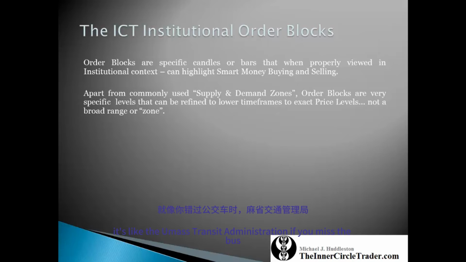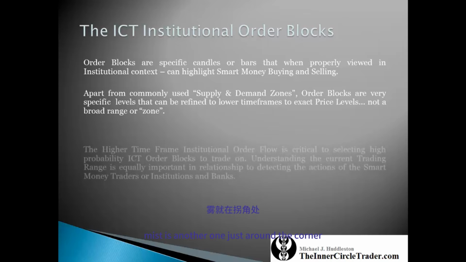If you miss the bus, just wait around because another one's coming around. Okay, and this is how it is in the marketplace. Opportunities are just like that. One missed, there's another one just around the corner.